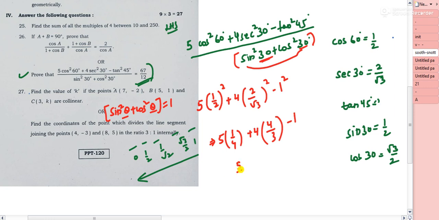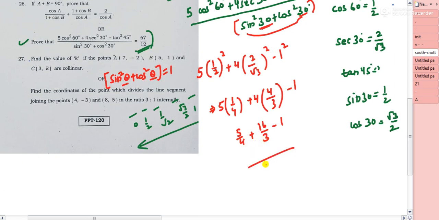So this becomes 5 by 4 plus 4 into 4 is 16 by 3 and minus 1. So taking the LCM of 4 and 3, you will get 4 threes are 12, right? So 5 threes are 15 plus 16 fours are 64 minus 12 ones are 12. I hope you know how to write this, correct? 5 by 4 into LCM, similarly 16 by 3 into LCM, that is 12, and 1 into 12. So this gets cancelled. 4 into 3, that's why 5 threes are 15 I have written here. 16 fours are 64 and 12 ones are 12.